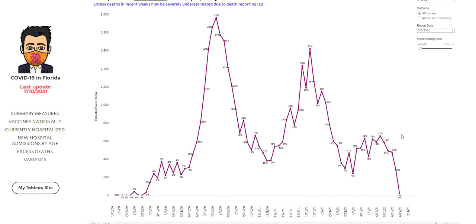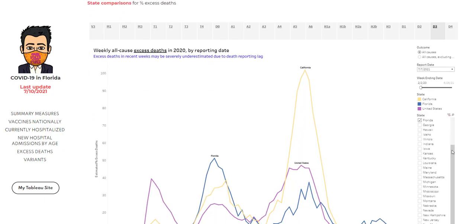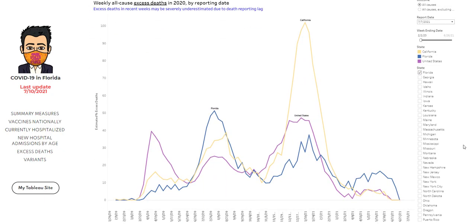Always be cautious about interpreting more recent data because all deaths have not yet been reported. This is to facilitate comparison, so it's the same kind of thing. It's looking at the excess deaths over time, but you can pick any states to compare. The default just shows you Florida, California, and the United States as a whole.